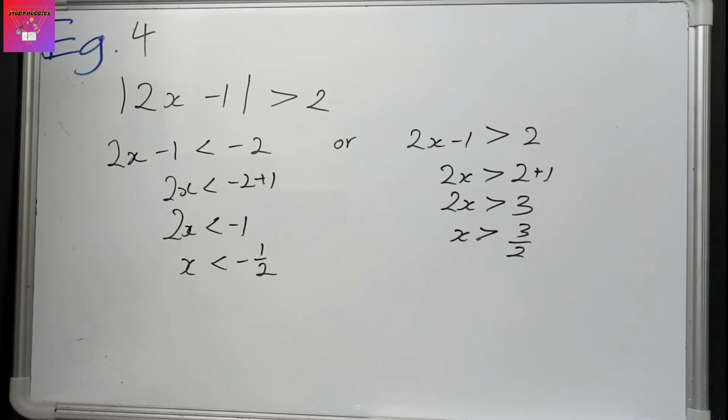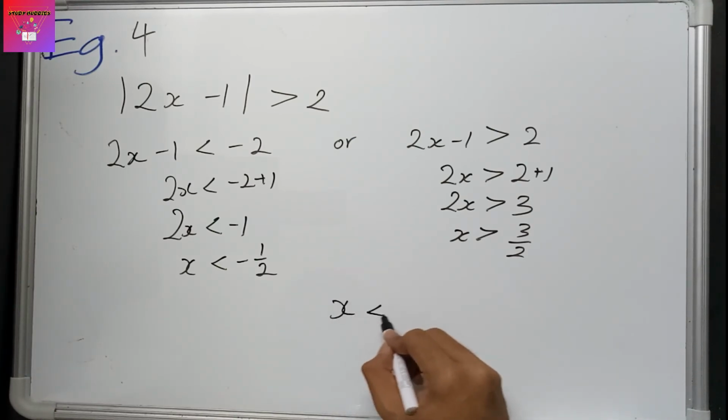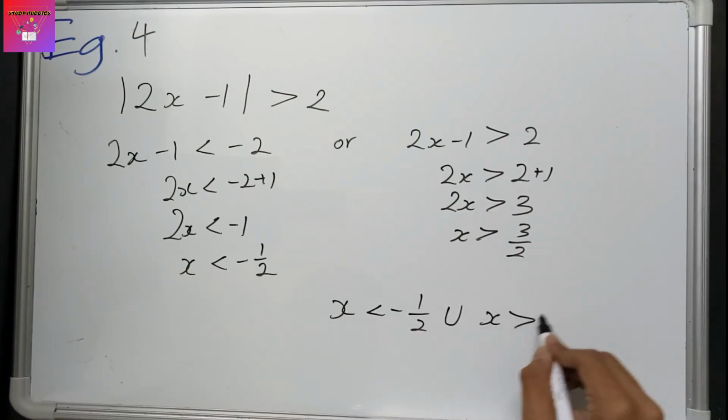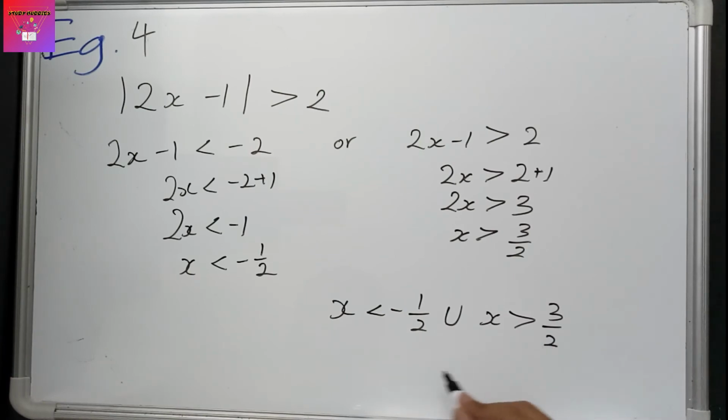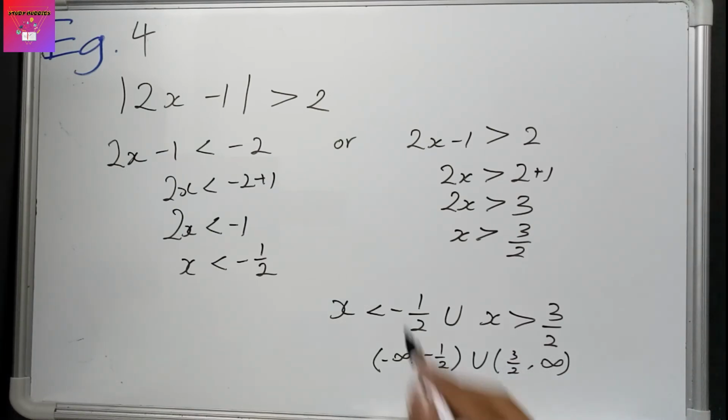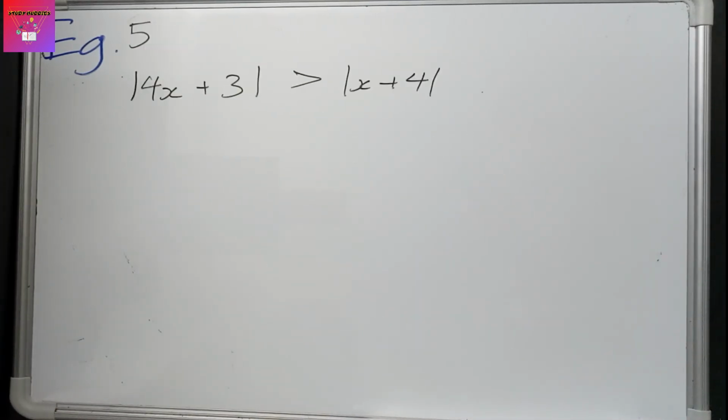Okay, so that would be the answer, and therefore the answer would be x is lesser than negative 1 over 2 union x is greater than 3 over 2. Or to explain it in interval format, it's going to be negative infinity to negative 1 over 2 open bracket union 3 over 2 to positive infinity. So since it's an or over here, we have to use union. So now let's look at our last example.